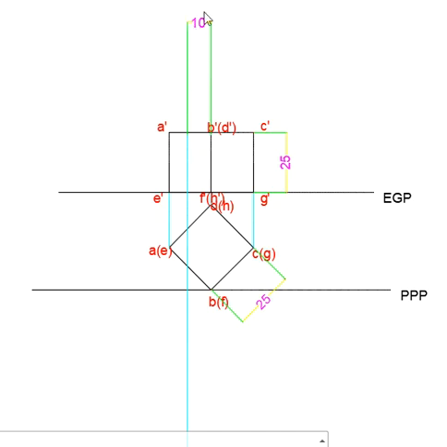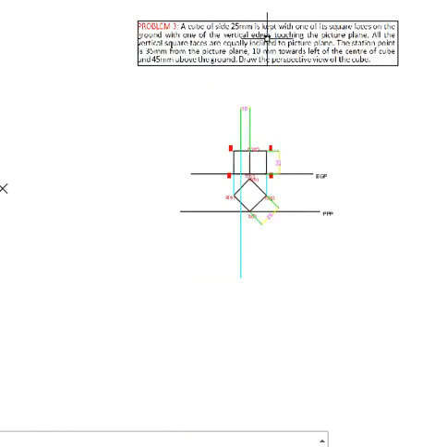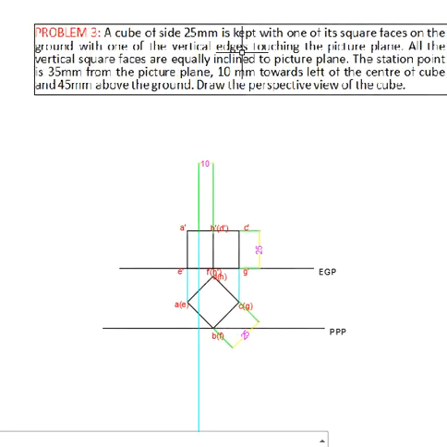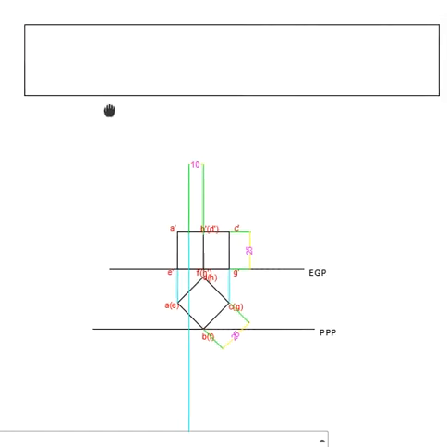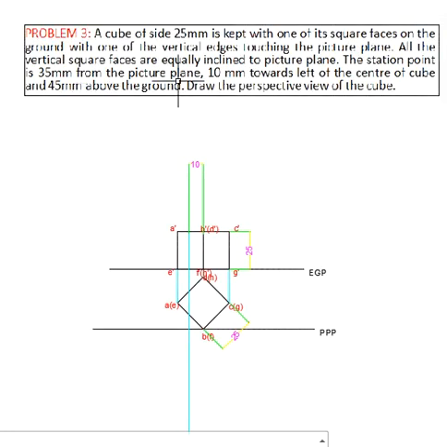See the position of the central plane. It is 10 mm towards left of the center of the cube. Now you have to mark the station point. It's given that station point is 35 mm from the picture plane. So it is 35 mm in front of the picture plane and 10 mm towards left of the center of the cube and 45 mm above the ground.